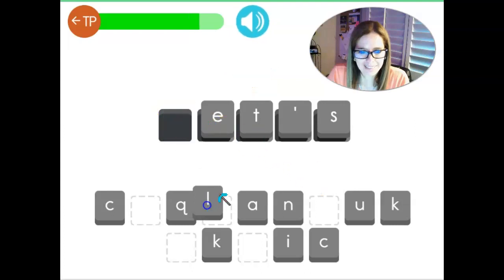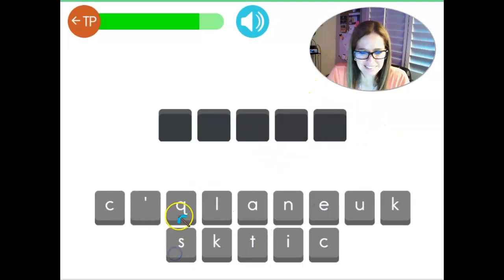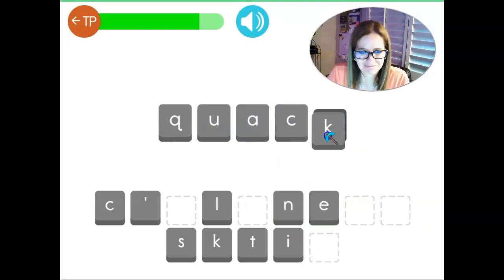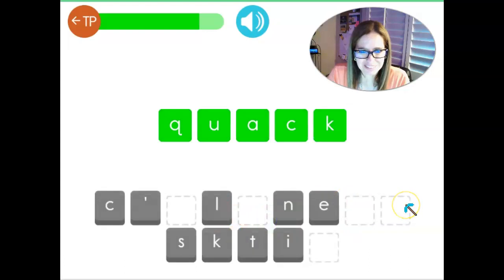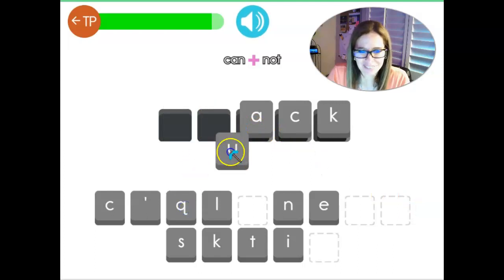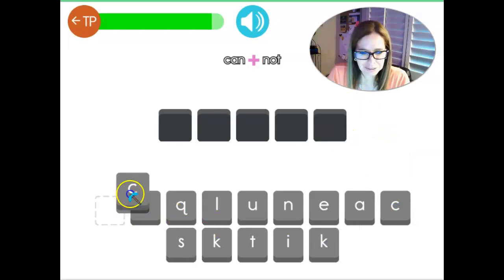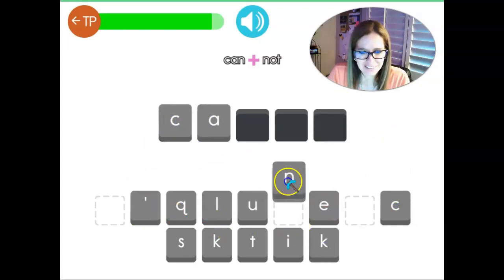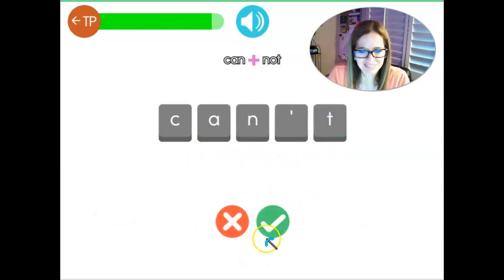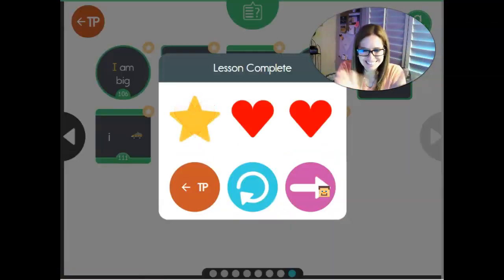Quack. That duck is going to quack. Is this the last one? Hearts and stars. Oh, one more. Can't. I like that they give me that cannot because now I can see why those letters are going to pop out. Apostrophe t. Can't. Hearts and stars? Yes. Awesome.